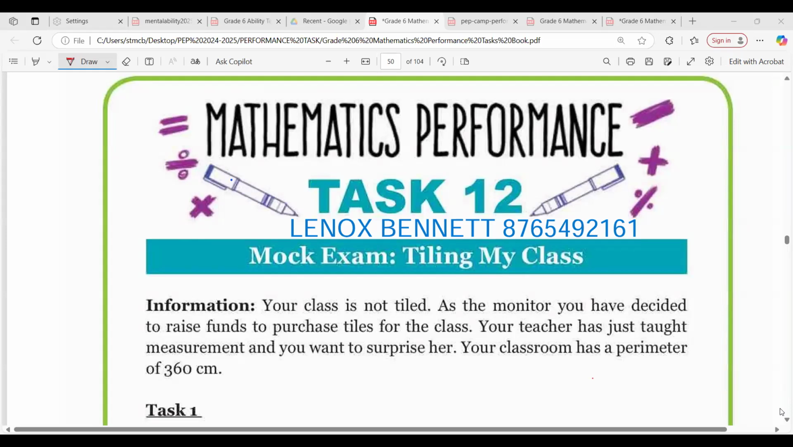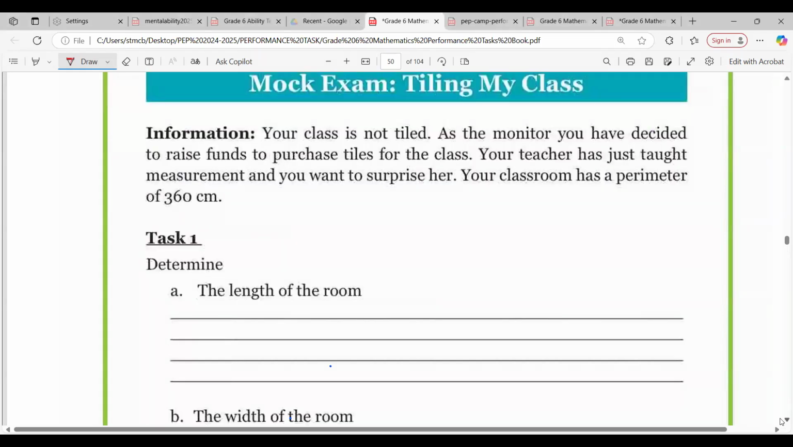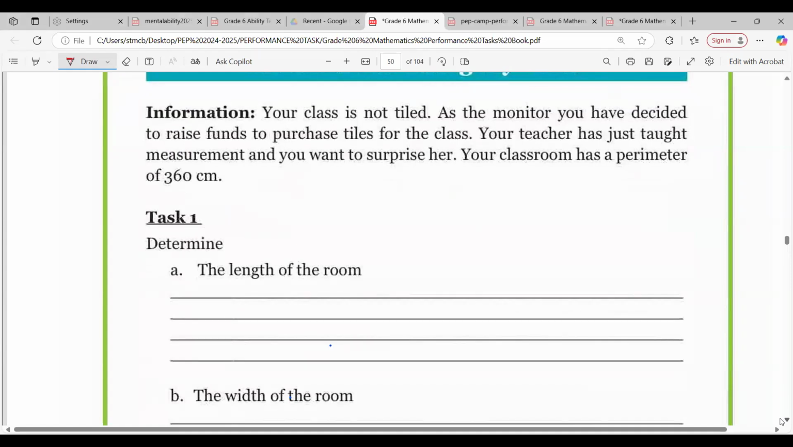And it says, task 1: what is the length of the room and also the width? So I'm going to be hearing from a few persons because the class is not about Mr. Bennett, it's about you guys. So I'm going to put a few guys on the board. I'm going to start with Raji. Raji, go ahead. What was your measurement?